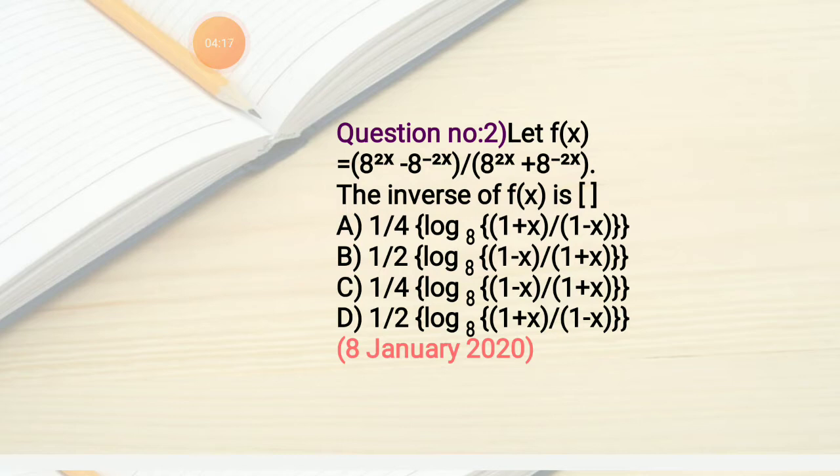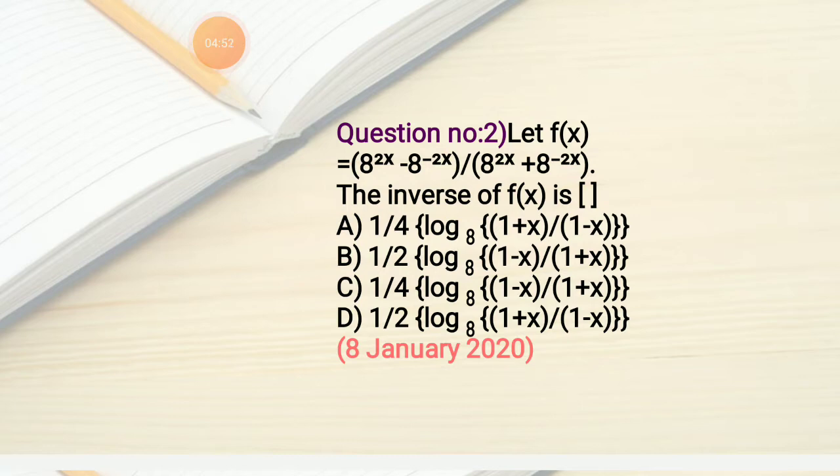Question number 2: let f of x equal to 8 power 2x minus 8 power minus 2x by 8 power 2x plus 8 power minus 2x. 8 power 2x and 8 power minus 2x are exponential functions or power functions. We say exponential function, we may think that it is e power x, but you can take it as a power function. So we want to find the inverse of f of x. There are 4 options given.